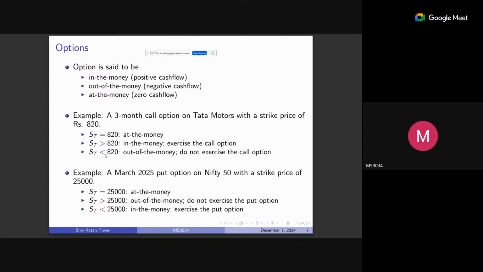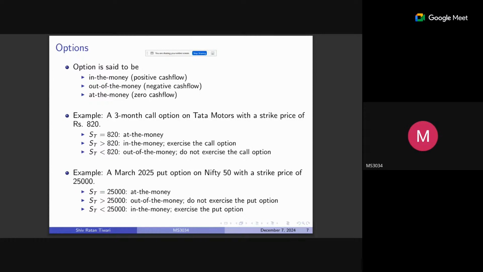And if its price is less than 820, then there is no meaning in exercising this option, because why will you purchase a particular share for a higher price than what it is available for in the market? So you will not exercise. That's why it is out of the money, because when you exercise, it will give you negative cash flow. If you are rational, you will choose not to exercise it. And at the money is when the share price is exactly the same as the strike price, that is ST equal to 820.